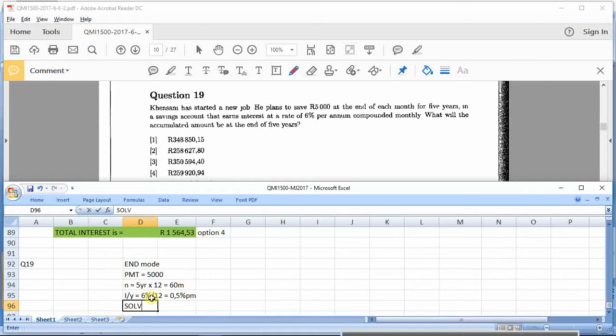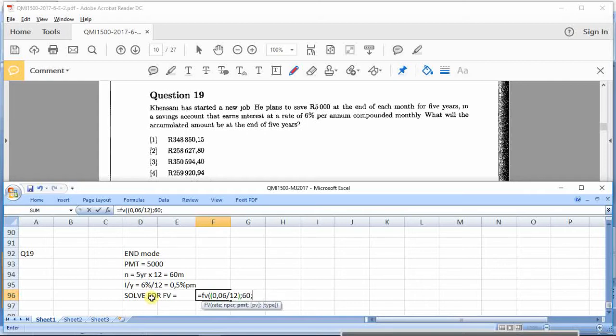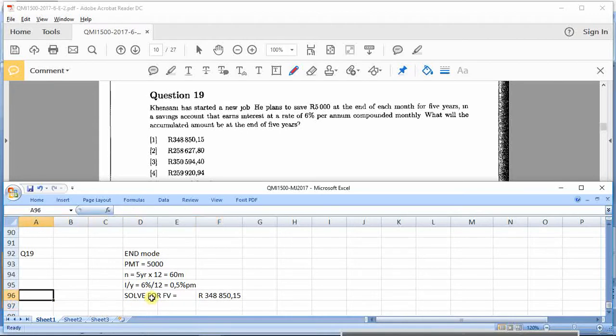Okay, solve for FV. So if I do the calculation, FV brackets, the rate is 0.06 divided by 12, close brackets. N we said was 60. PMT was minus 5,000. No present value. Solve. 348,855.015. Option 1.